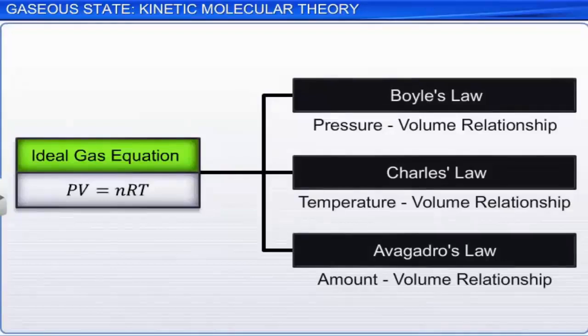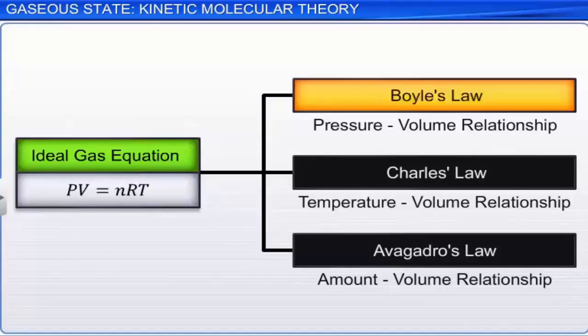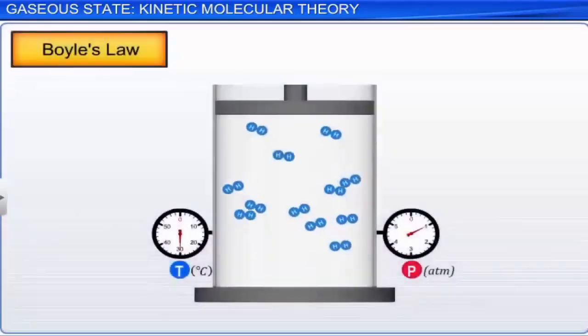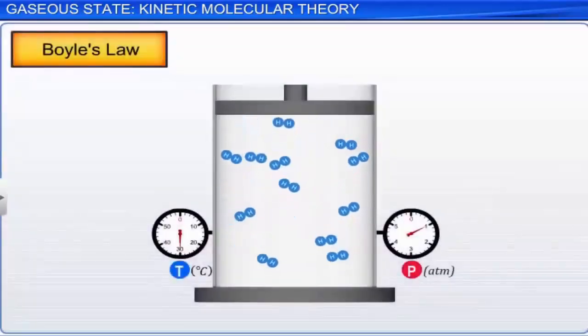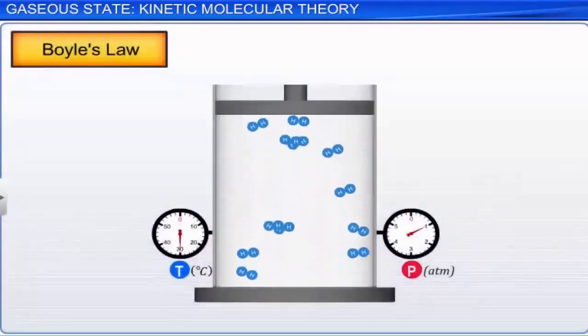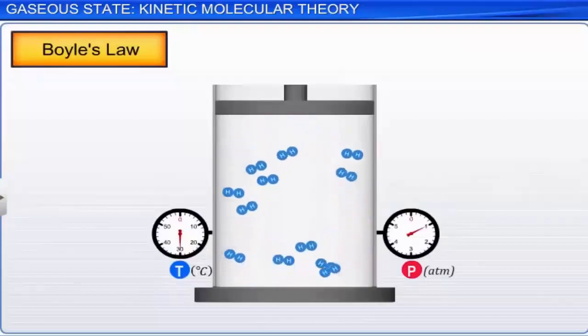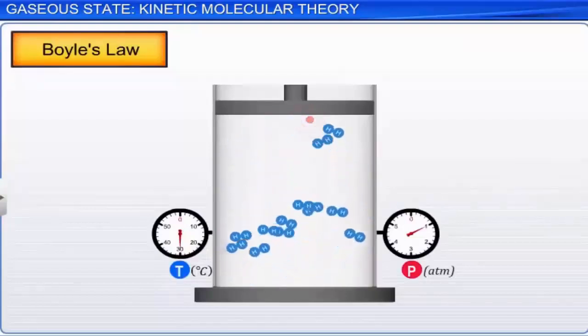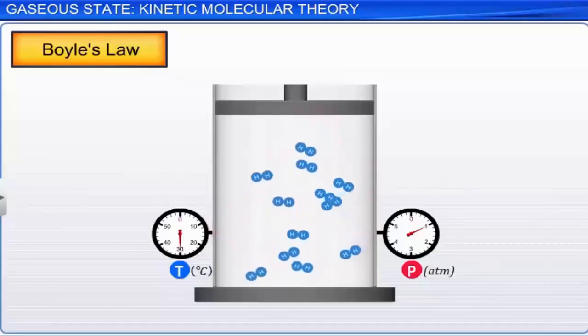According to kinetic molecular theory, pressure exerted by a gas is due to molecular collisions on the walls of the container. As the number of collisions increases, the pressure of the gas also increases. The average velocity of molecules is constant at a given temperature.